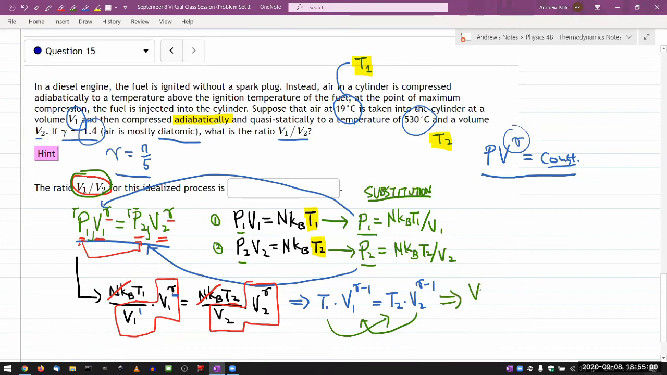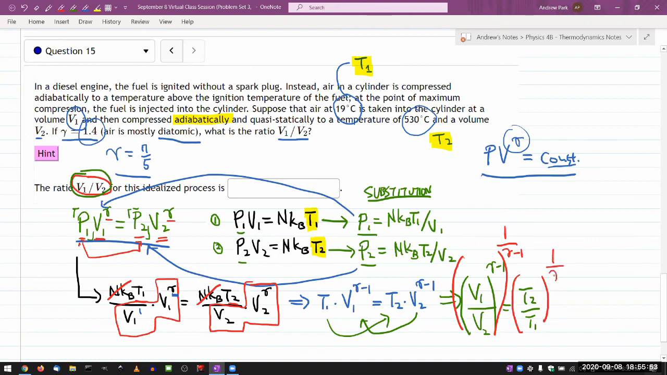Once you've done that, you get V1 raised to the power of gamma minus 1 over V2 raised to the power of gamma minus 1 is equal to T2 over T1. And you can use the exponent algebra that hopefully you're familiar with to combine these into a single fraction raised to the power of gamma minus 1. Once you've got this far, to get the ratio of V1 over V2, you take the square root of gamma minus 1. Or not square root. Sorry, it's a very cumbersome way to describe it. Let me do it this way. Raise it to the power of 1 over gamma minus 1, and you do the same thing on the right-hand side. That'll preserve the equality. And what you end up with on the left-hand side is V1 over V2. So you just need to compute this on the right-hand side, and that'll give you the ratio.